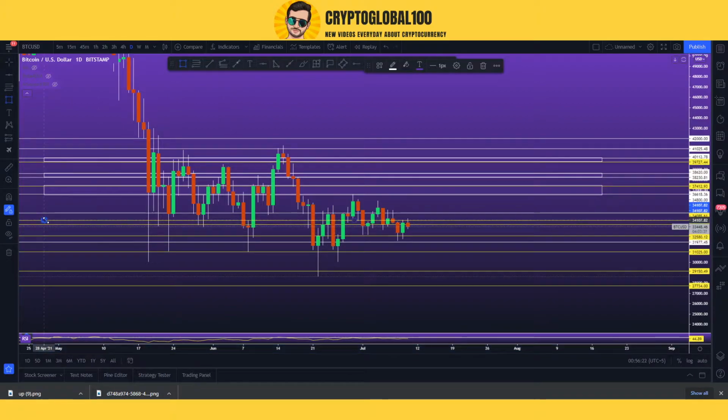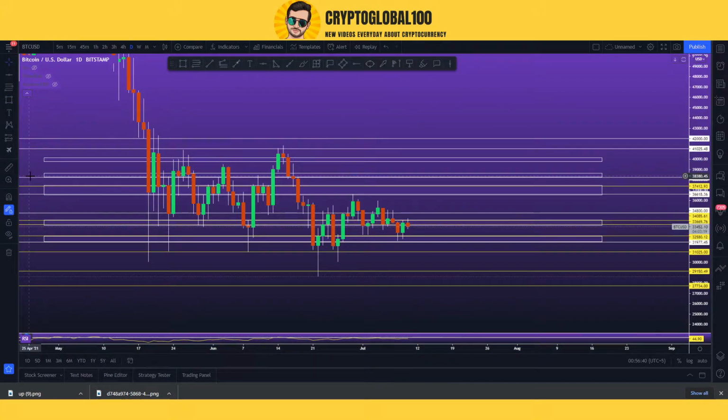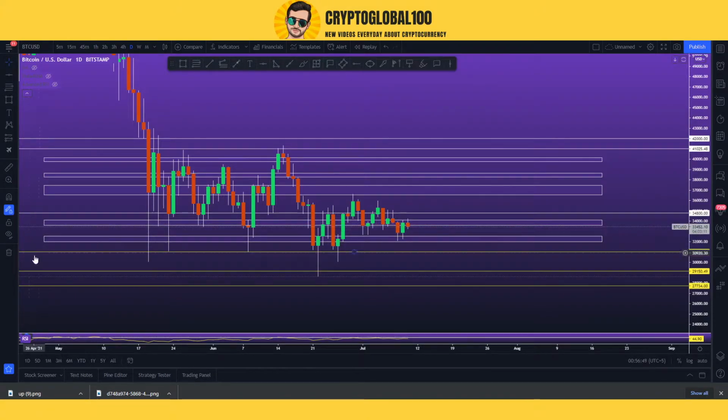I'm gonna take this as well. Just hold on, guys, hold on for a bit. Okay, we got this area as well here. We got this one as well. So now I'm gonna delete the lines, so you guys can get an idea of the areas here.